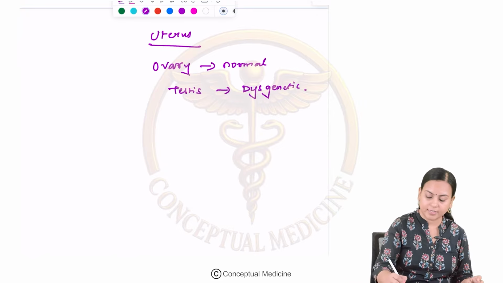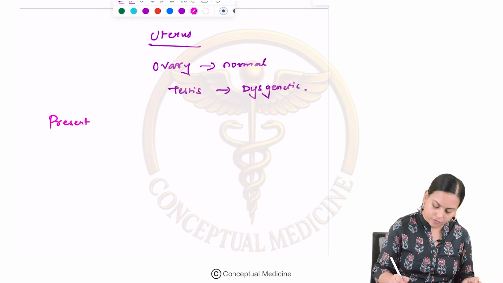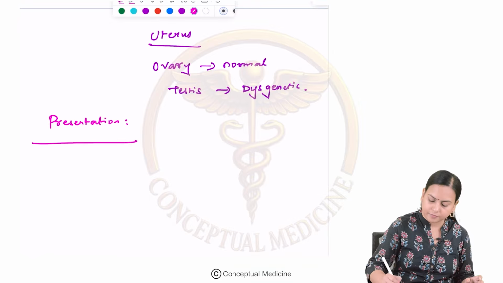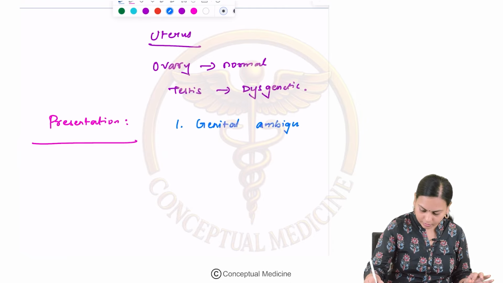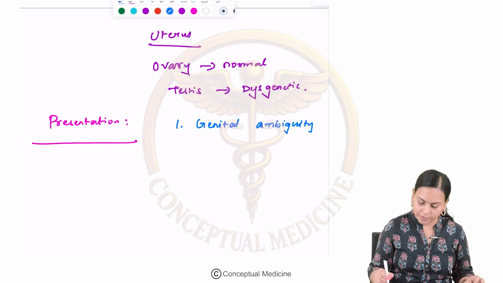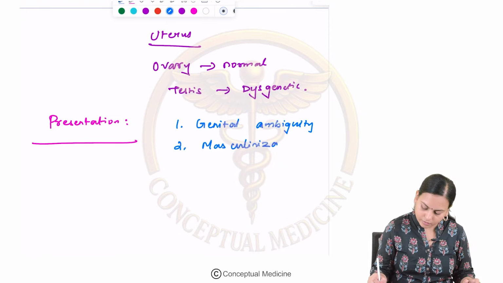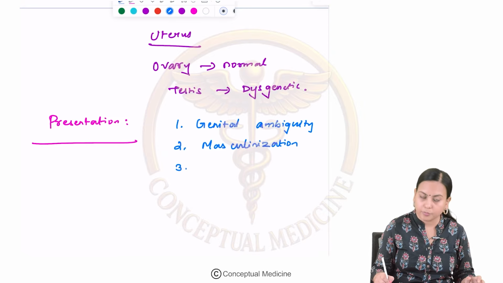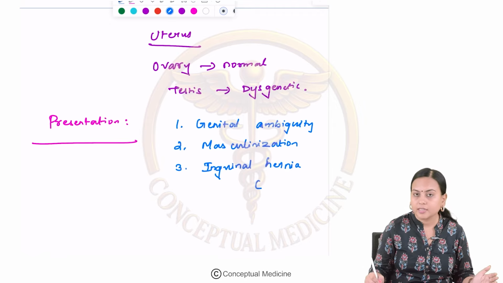Okay. So let's see how they will present. Presentation of ovotesticular disorder means, yes, definitely they will have genital ambiguity. Then they will present with masculinization, and the third point is that they can present with inguinal hernia. The component is nothing but the gonads.